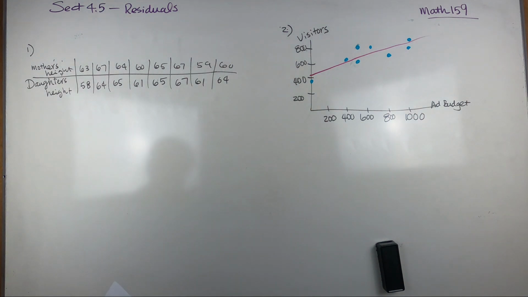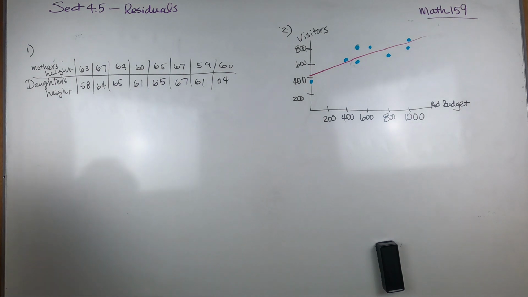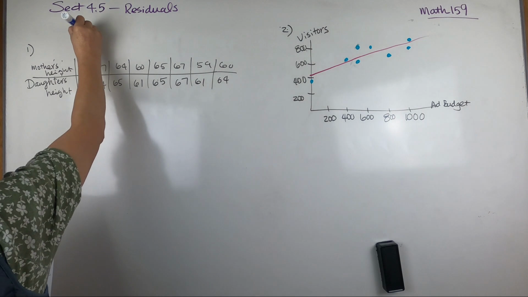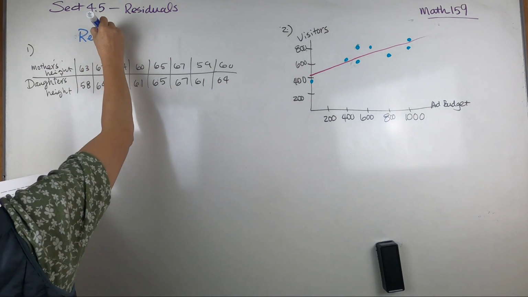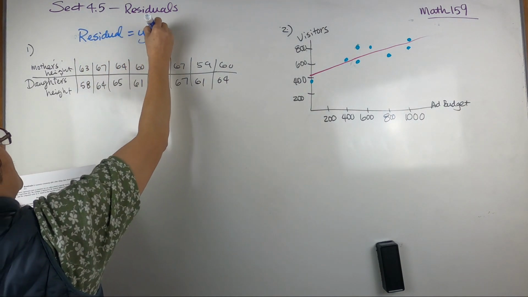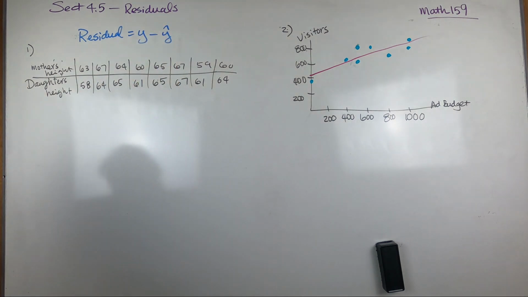Given a data point and the regression line, the residual is defined by the vertical difference between the observed value of y and the computed value of y hat based on the equation of the regression line. So let's see what we are talking about. It's called the residual, and it's y minus y hat. So it has a special meaning.